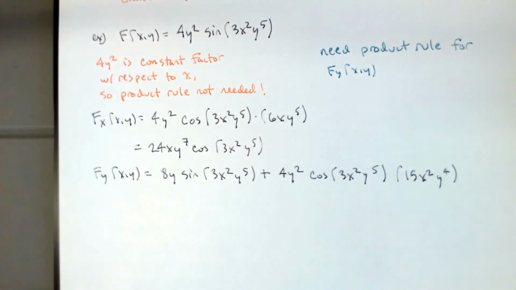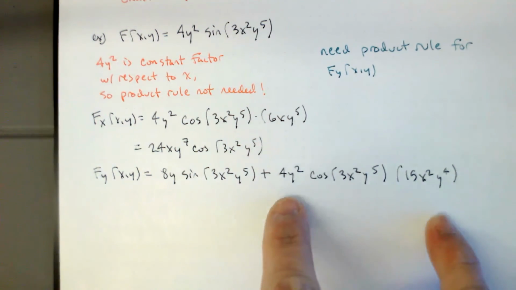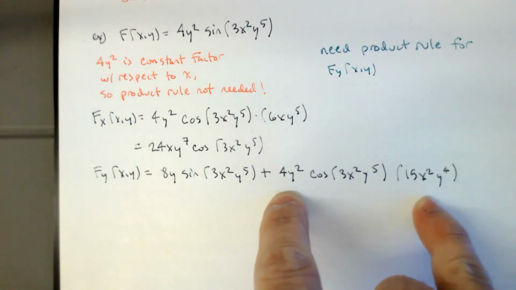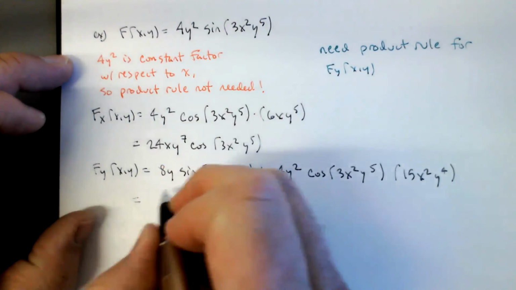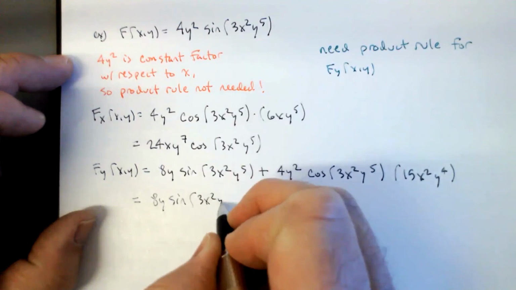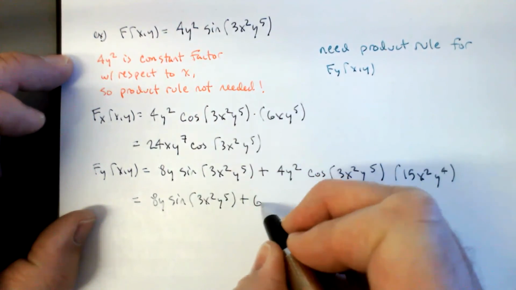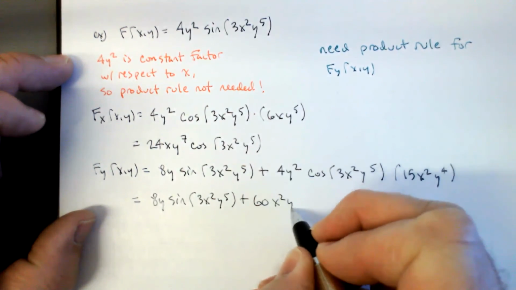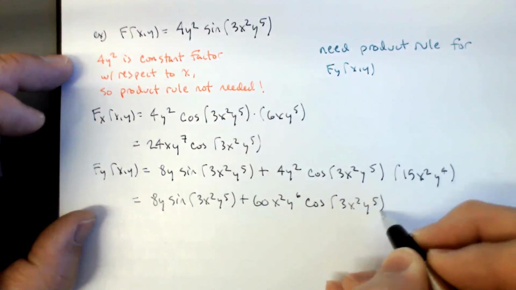Mainly so no one will accuse me of being creative, I just keep repeating this 3x squared y to the fifth. Now, once again, I've got a couple of monomials running around here, so I might want to clean that up. I'm still going to leave it as two terms, so 8y sine of 3x squared y to the fifth plus 60x squared y to the sixth times the cosine of 3x squared y to the fifth.